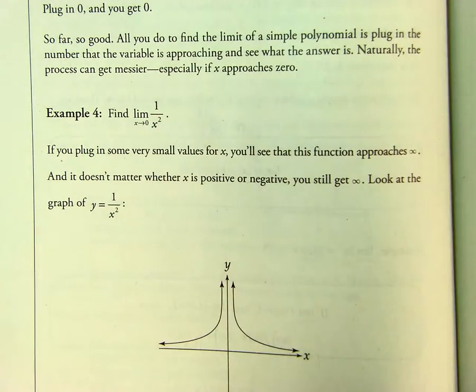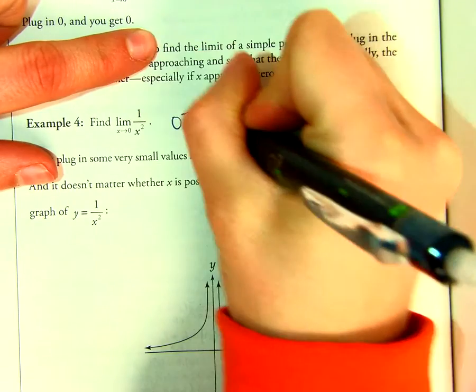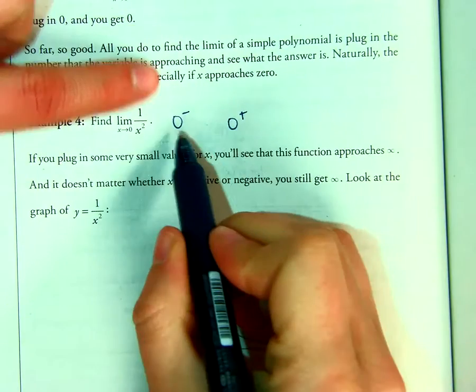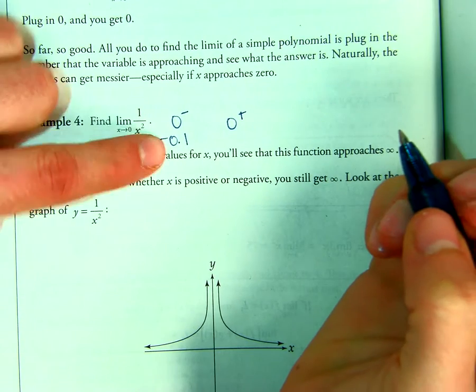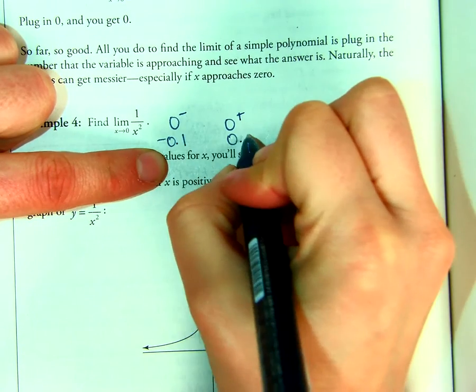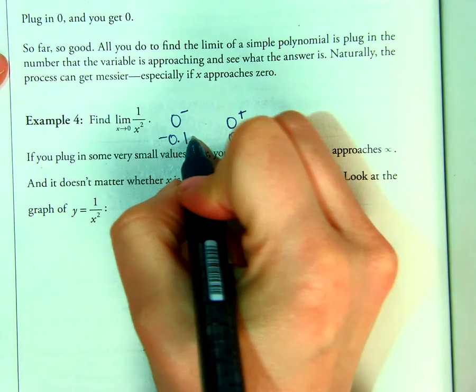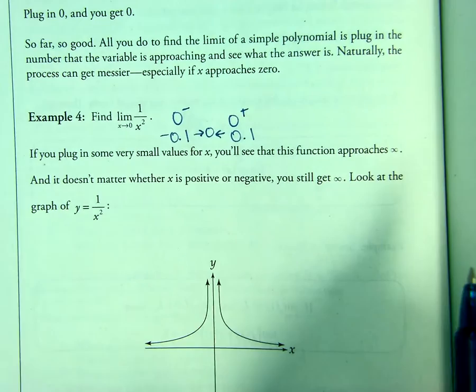Okay, if you plug in super small values of x, we're going to do 0 from the left and 0 from the right. 0 from the left would be like negative 0.1. Okay, that's close to 0, but not quite. 0 from the right would be positive 0.1. And we'll get closer and closer and closer to 0, okay?